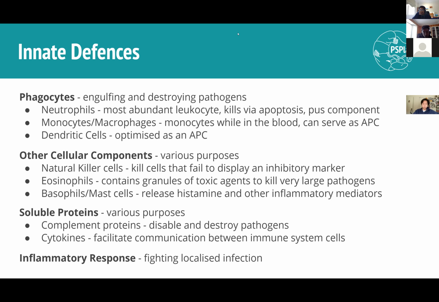We also have basophils and mast cells. These are basically cells which release certain chemicals, which help induce the inflammatory response, which we'll talk about a little bit later. We also have soluble proteins. So complement proteins, we'll talk about the pathway there. They have a variety of different purposes, but their overarching purpose is that they're going to disable and destroy pathogens themselves, or they're going to help other cells of the innate immune system to disable and destroy pathogens. Cytokines are basically signaling molecules between leukocytes, between different immune system cells. And the inflammatory response we'll talk about later.